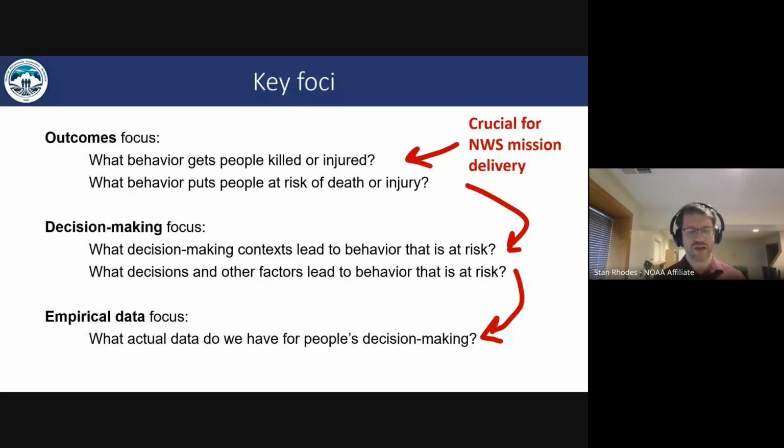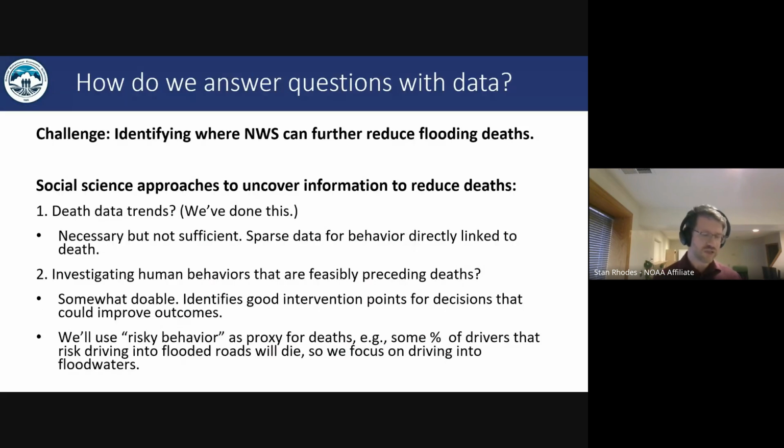And then doing that properly requires an empirical data focus, right? So the question becomes, what actual data do we have for people's decision making? As I mentioned, we have some, but not that much. However, we are making gains, and we're hoping that this presentation will give you some insight into areas that are developing here. There's a question sometimes that we have, which is, how do you do social science? How do we answer questions with data? Social scientists answer research questions or test hypotheses with data. And so there's a question of how we do this.